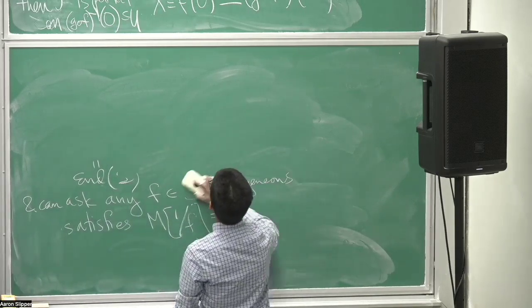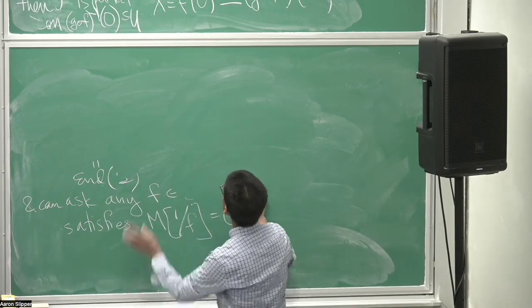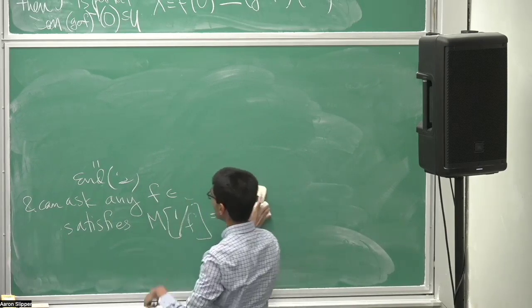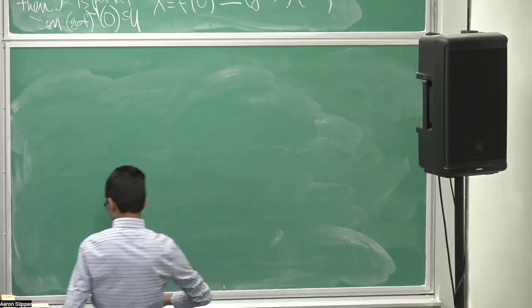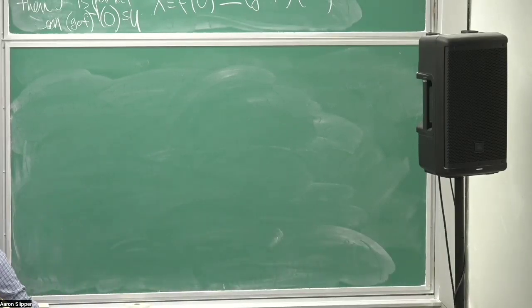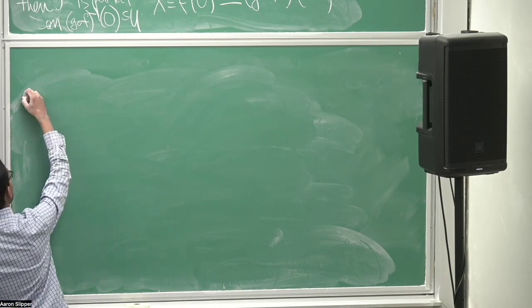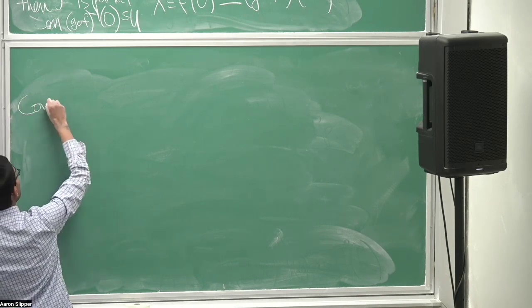Yeah, and I guess maybe for this I probably want C to be non-zero. Okay, so where does this come from? So where does the construction come from? So the construction.